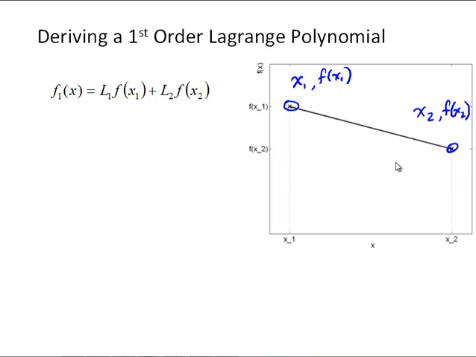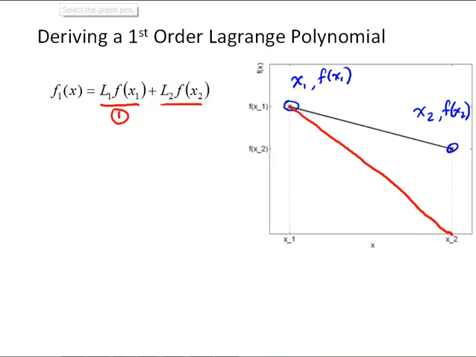So we know we can write the equation of that line using slope-intercept form or other forms, but the way that a Lagrange polynomial is going to work is we're going to write it as the sum of 2 lines. So each of these is going to be a line, and the line L1 f of x1 is going to be a line that's equal to 0 when x equals x2 and equal to f of x1 when x equals x1. So we can imagine that first line, line 1, would be a line that looks like this.